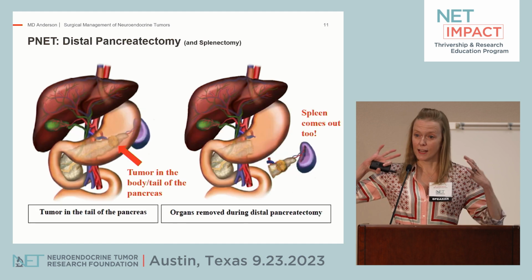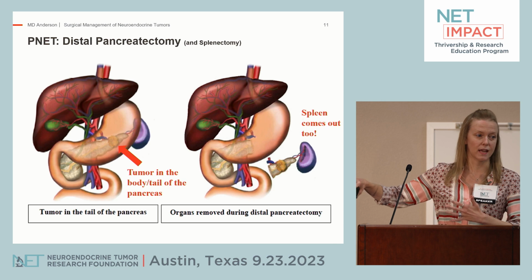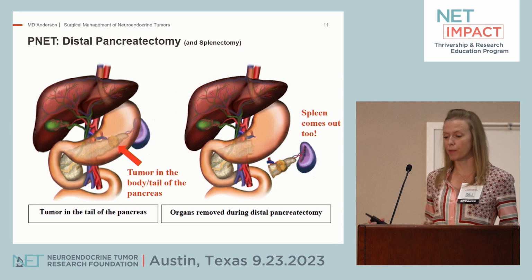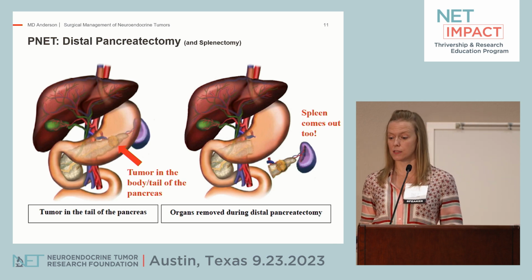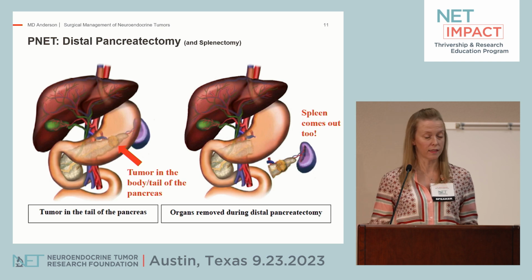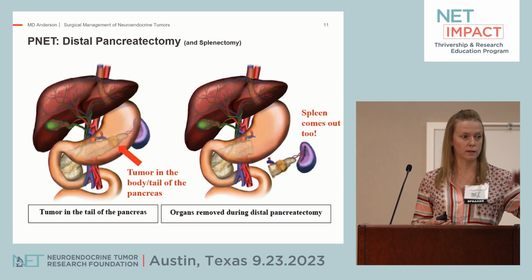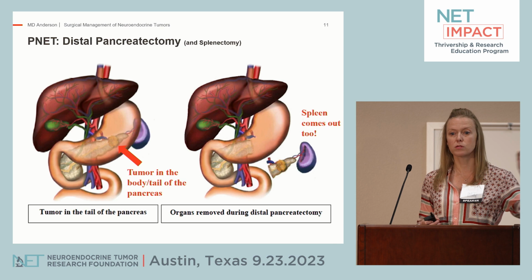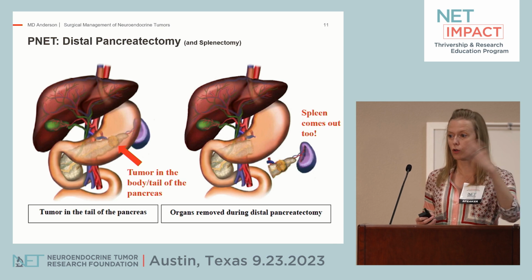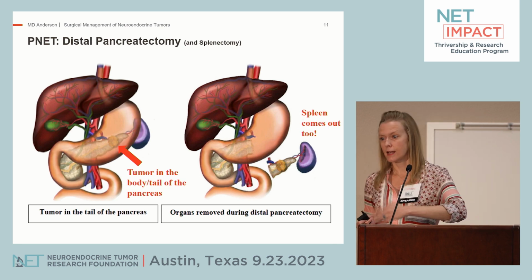For tumors that are in the end portion, the body or the tail of your pancreas, we're going to offer a distal pancreatectomy and typically a splenectomy. The reason we're taking your spleen with it is because the lymph nodes that those cancer cells are most likely to go to first are located right around the splenic vessels. And I can't take those lymph nodes out unless I take the spleen with it.